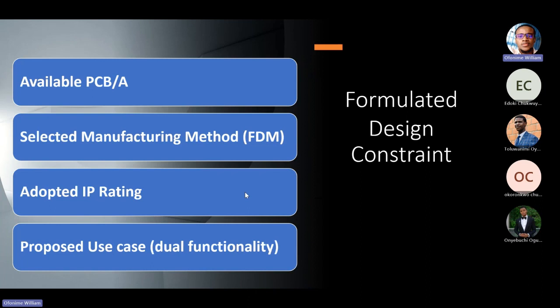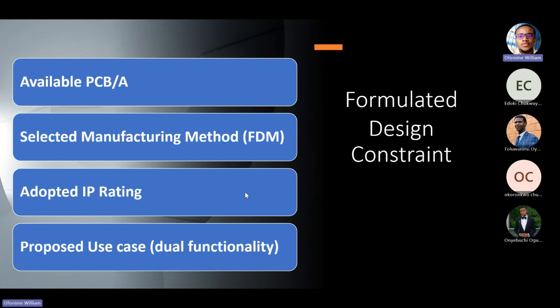So you gather that information and then formulate design constraints, because as you are working, you will be saying some of those things like, oh, I can't do this because we are trying to achieve this. That's basically what we mean by design constraint. So the first constraint, very, very important, is the availability of the PCBA.